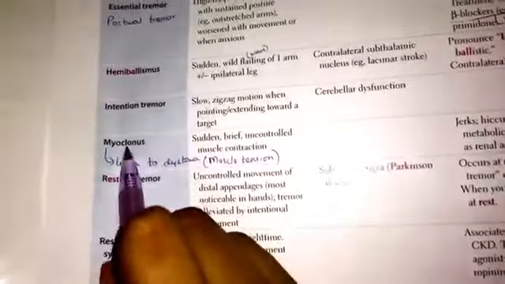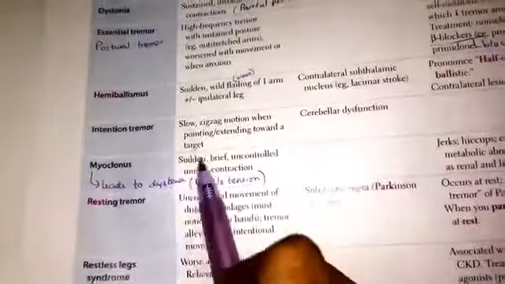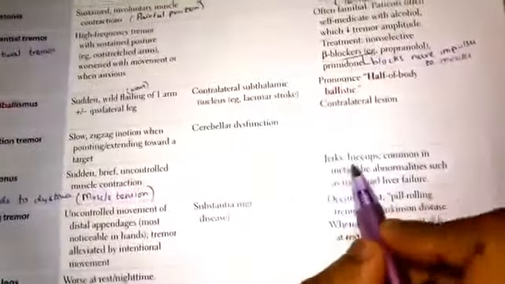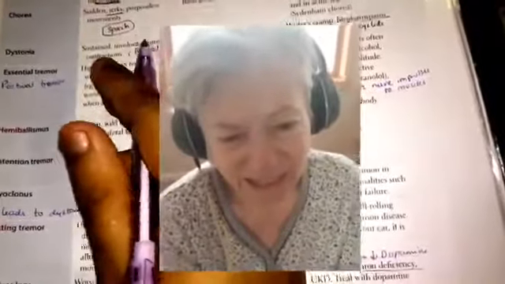And then myoclonus. Myoclonus is a sudden, brief, uncontrolled muscle contraction, like jerks or hiccups, etc. And as you can see here, the lady, she's listening to some music and suddenly she has a jerk. That is called a myoclonic jerk.